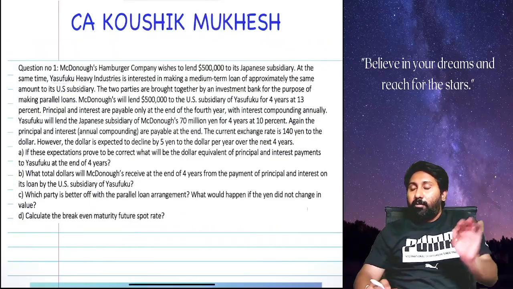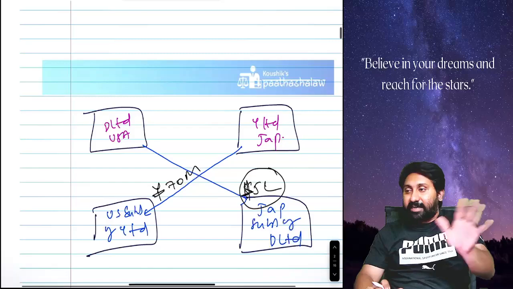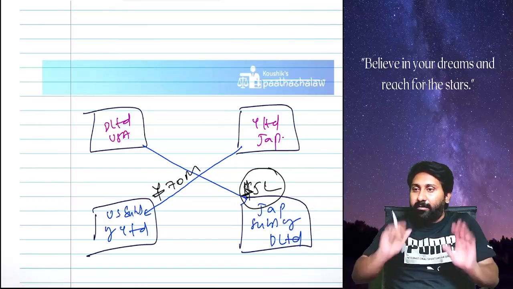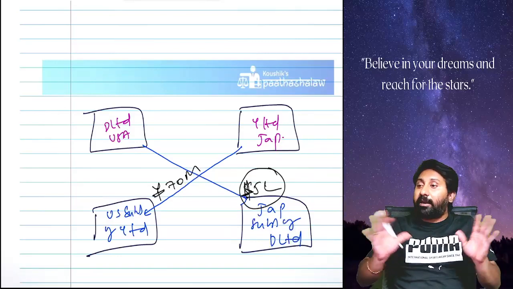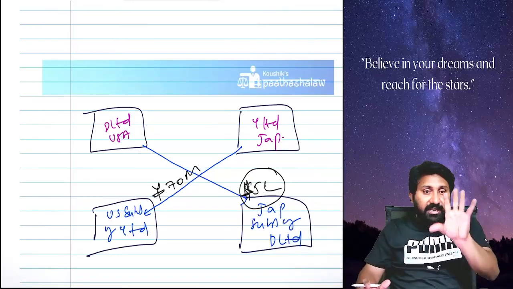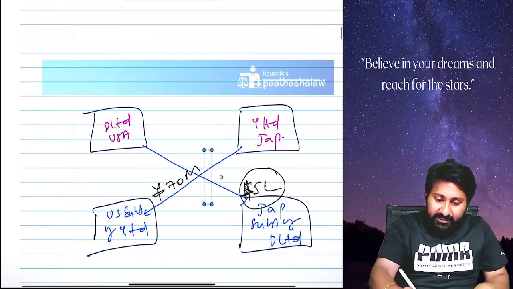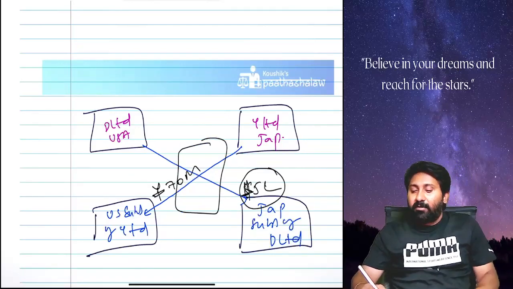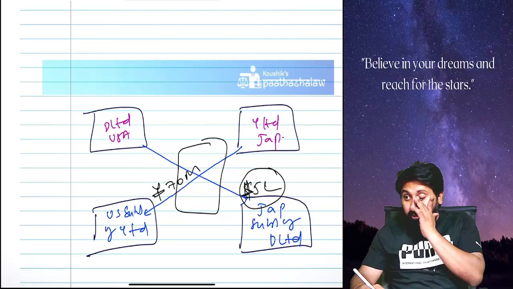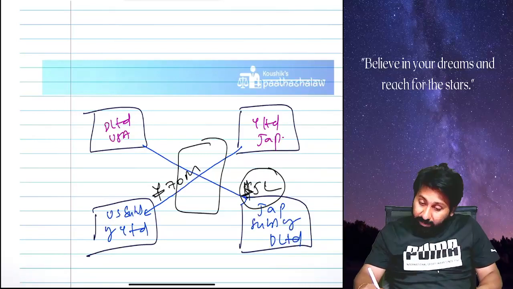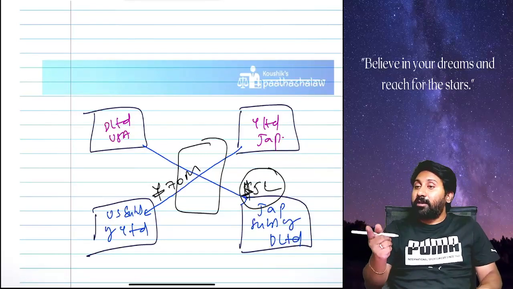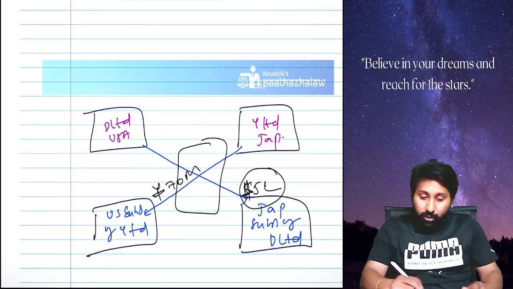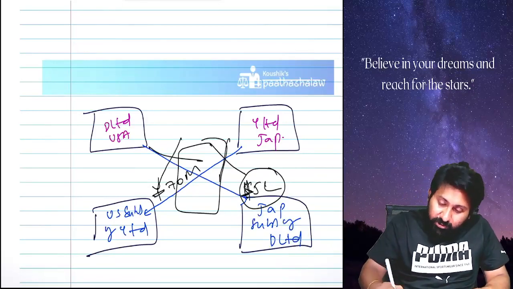Now, one intermediary started there. Both the companies are brought together. There is one intermediary, one moderator, one person in the middle. This person said that D Limited, you need not give dollar converted yens loan to the Japanese subsidiary. Y Limited, you need not give yens converted amount of loan to the US subsidiary. You don't convert, you also don't convert.